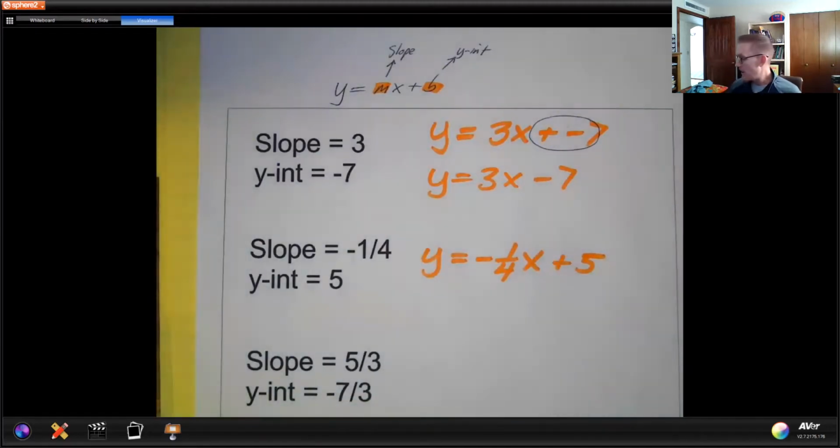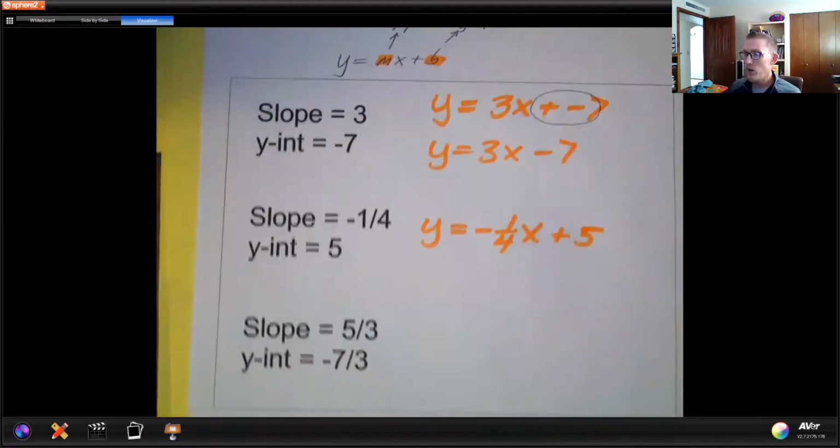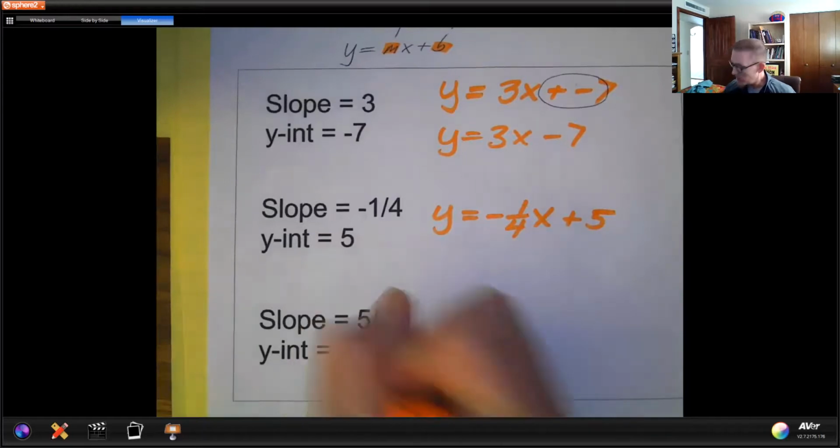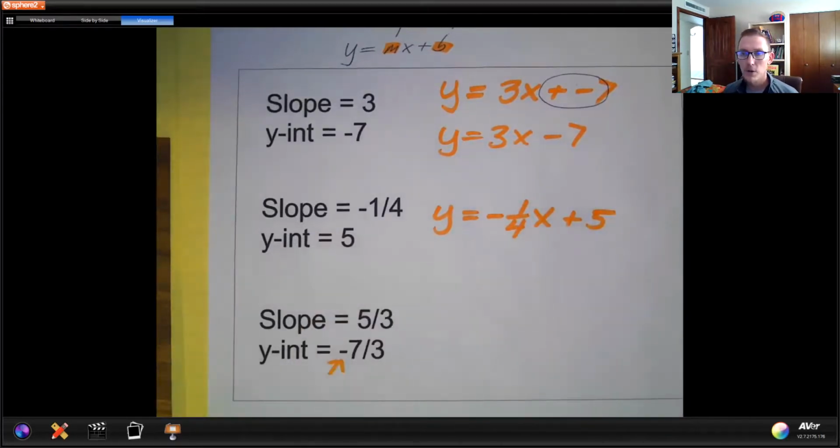All right. Let's have you try one now. Go ahead and write your equation for this one in mx plus b form using those clues. And then pay close attention here because the y-intercept has a negative sign in front. So I'll give you a moment. Write that equation.